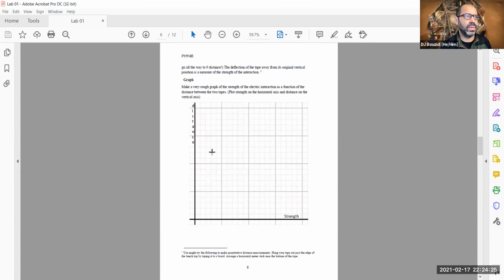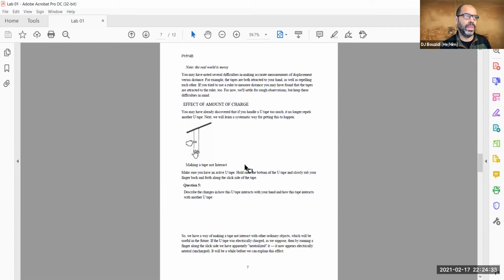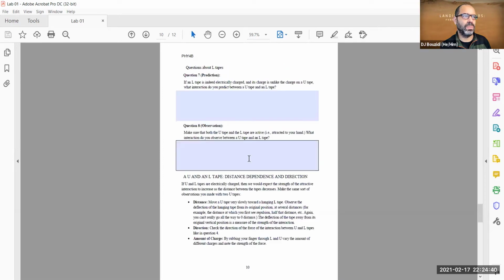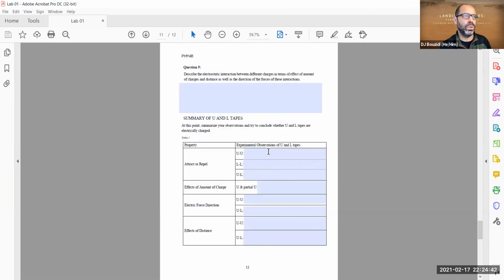I have a chart in here that I'm supposed to draw, based on my observations. Remember, this one is worth 3 points today. And I have other activities: how to discharge this thing, how to start again, how to make different signs, and how to do this experiment. And now it's giving me a table. So this is the table in here.